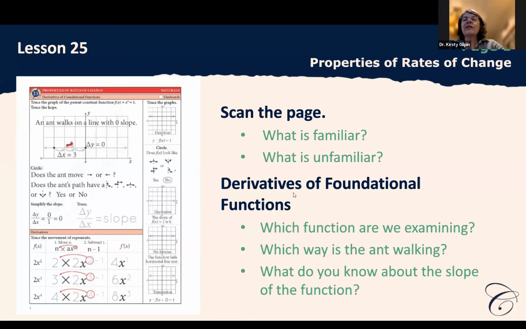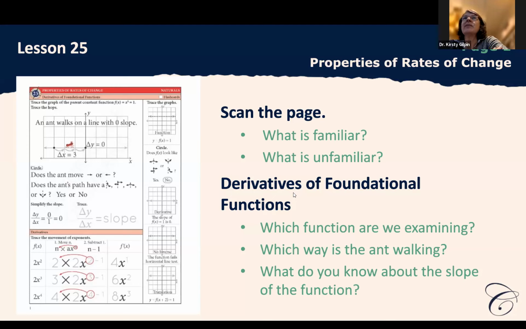So let's talk about the big box to the left, where we have our ant. And let's first ask the question, which function are we examining there? If you read the top line, it's going to tell you what the function is. So what function are we examining? Is it the constant? It is the constant function. Have we seen the constant function before? Yes, we have, right? So we've seen this constant function before. And the parent constant function is y equals 1. And so we're showing you there why that is.